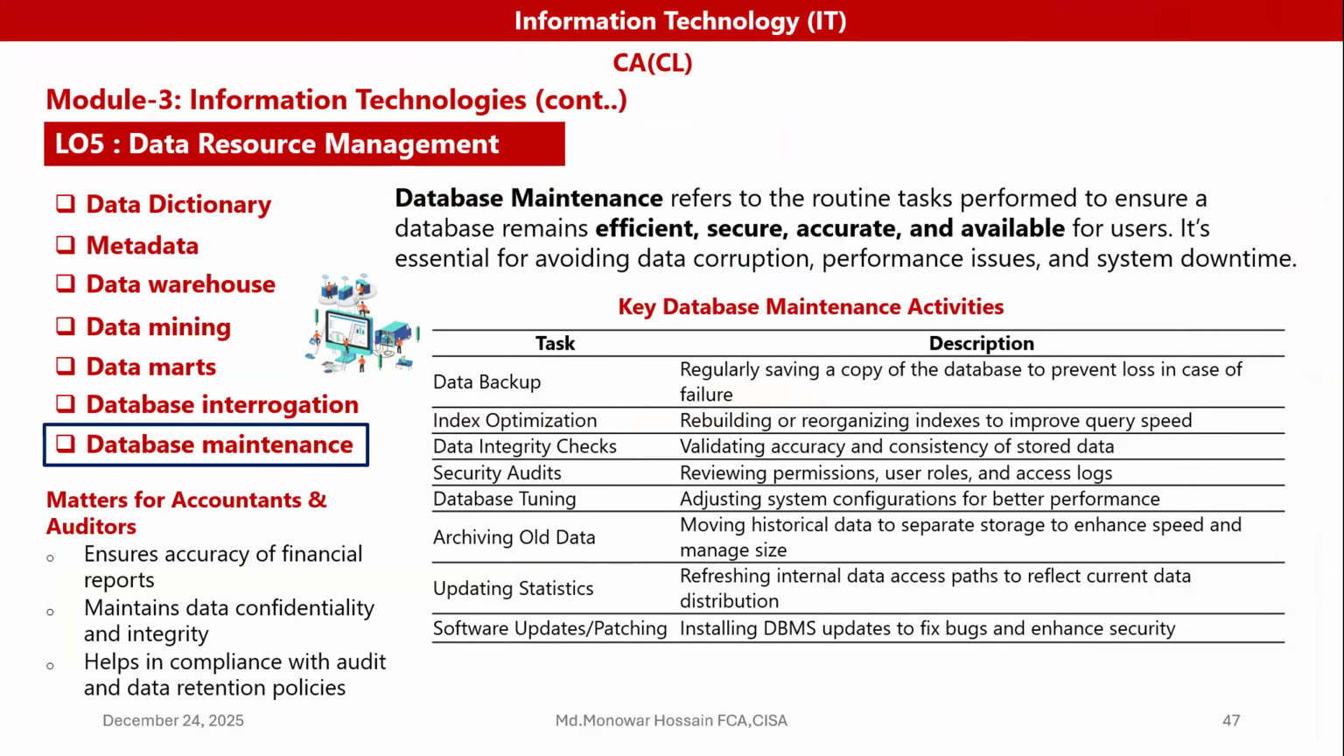Now, database maintenance. Look here: database maintenance is required because it ensures accuracy for financial reporting. It maintains data confidentiality and integrity. Proper database maintenance helps in compliance with audit and data retention policies. Database maintenance refers to the routine tasks performed to ensure a database remains efficient, effective, secure, accurate, and available for the users within the organization. It is essential for avoiding data corruption, performance issues, and system downtime.